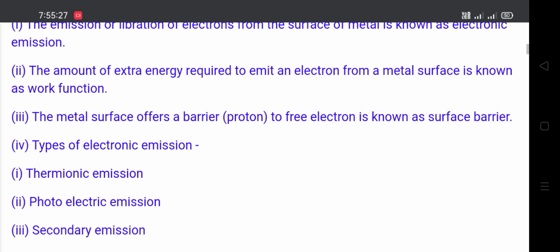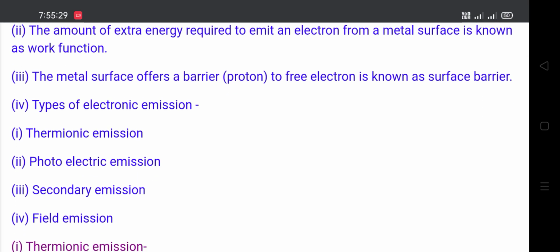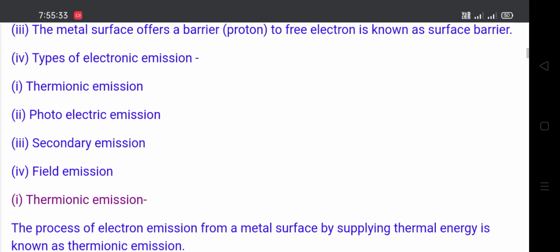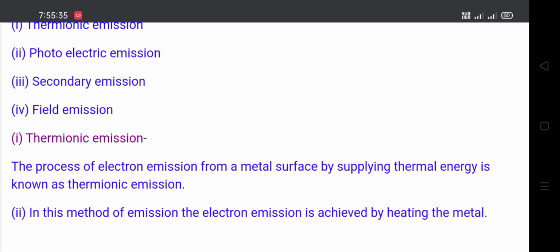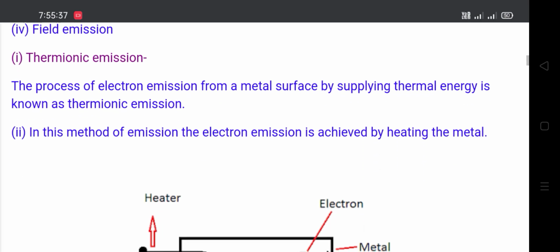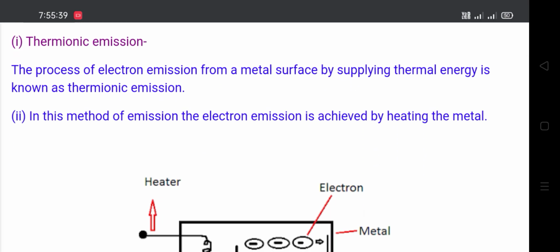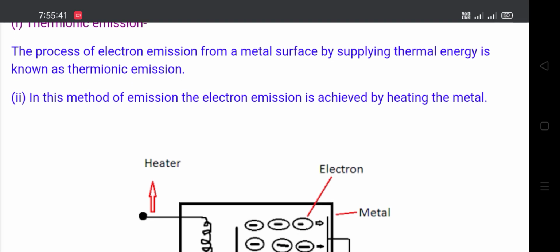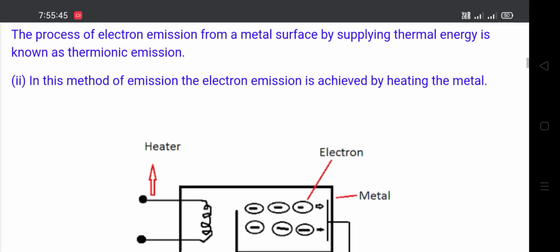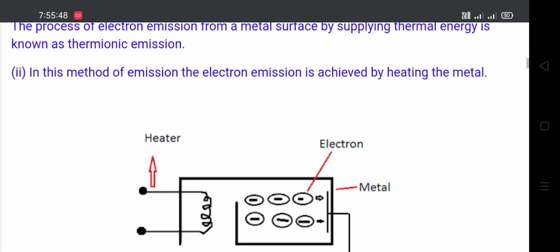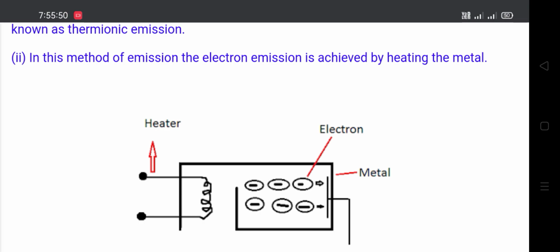Types of electronic emission: thermionic emission, photoelectric emission, secondary emission and field emission. Thermionic emission. The process of electron emission from a metal surface by supplying thermal energy is known as thermionic emission. In this method of emission, the electron emission is achieved by heating the metal.